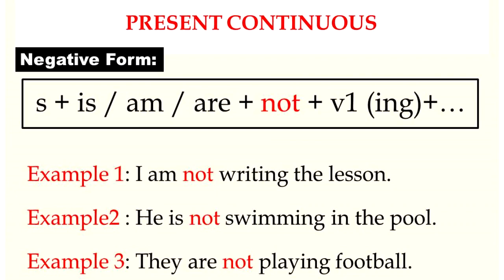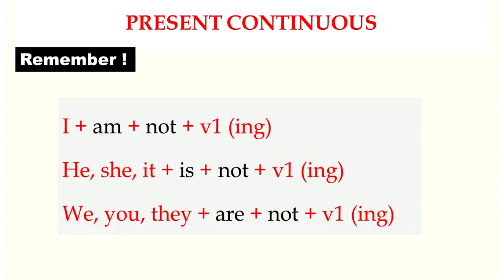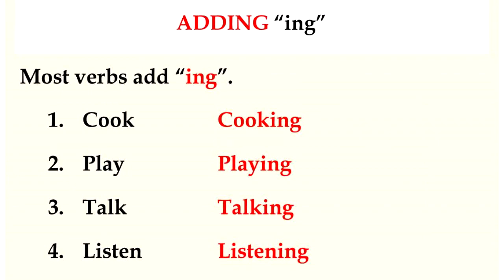Okay, so the teacher will go to the next one about the present continuous. Again, a review of how to use it: am with I, is with he, she, it, and are with we, you, they. Now the teacher can explain more about verbs with ing. Most verbs just add ing, like cook to cooking, play to playing, talk to talking, listen to listening.